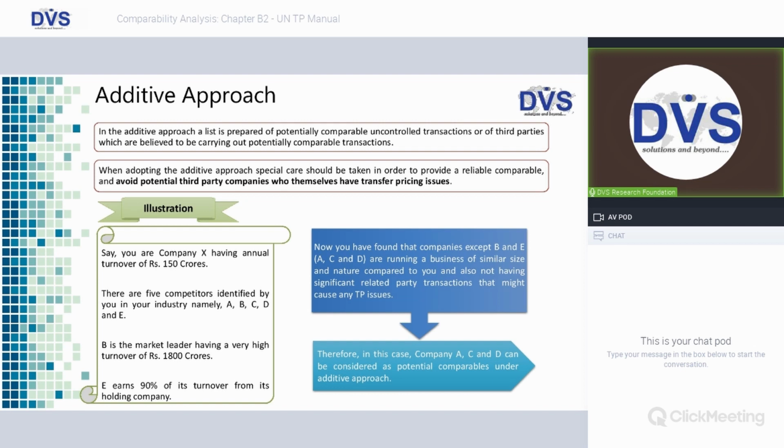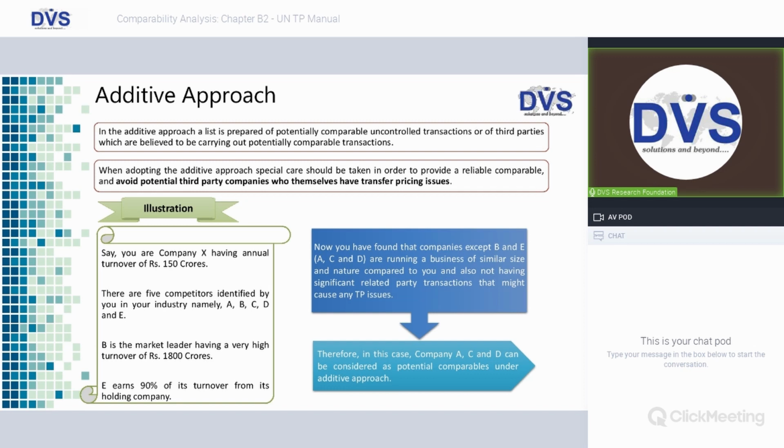B is the market leader, having a very high turnover of 1800 crores, which company X is rejecting. Even though being a competitor, having such a huge turnover, this can be rejected. So company X is rejecting company B. E earns 90% of its turnover from its holding company, so it has related party transactions of more than 25%. So that company is rejected. Now company X itself is rejecting company B and E, and now they are left with company A, C, and D. So these three are the comparable companies for company X using the additive approach.